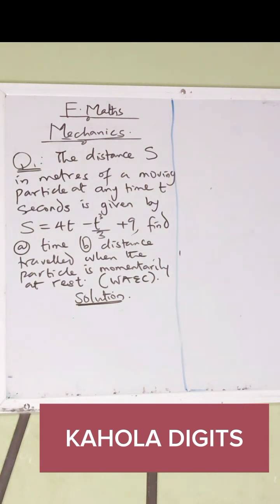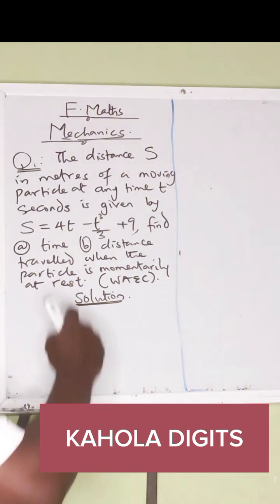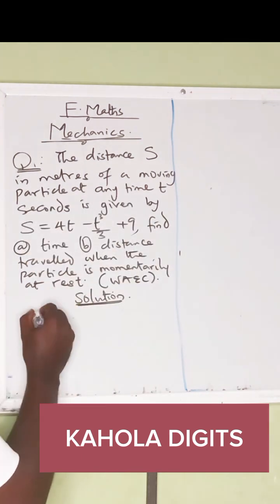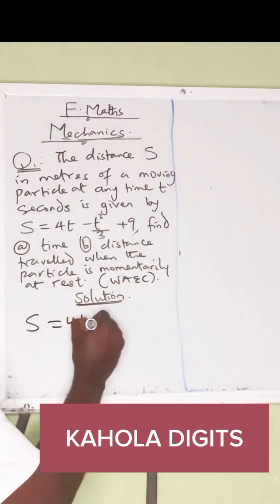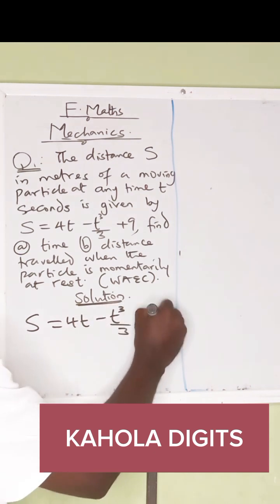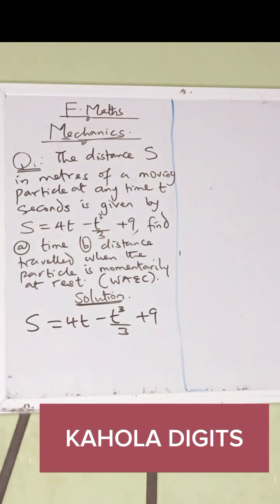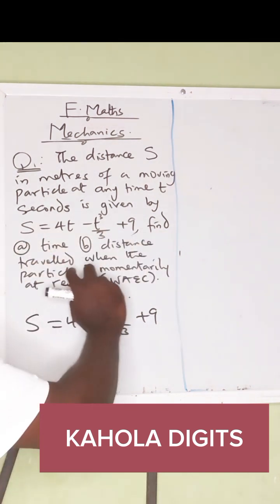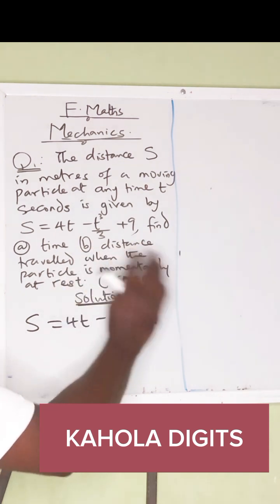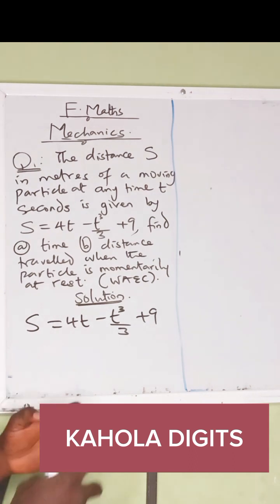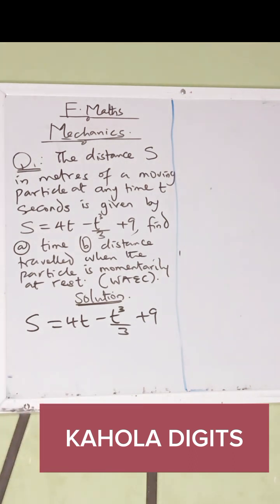Now, this is what we are going to do. We are given the expression for the distance, so we write it out: x equals 4t minus t^3/3 plus 9. There's a key point here. They said we have to find the time and distance traveled when the particle is momentarily at rest. When the particle is momentarily at rest, the velocity is always equal to 0.